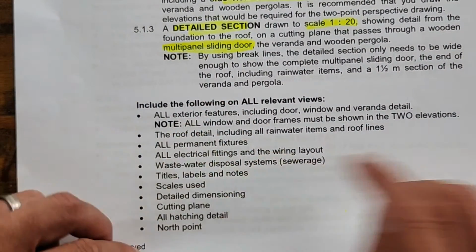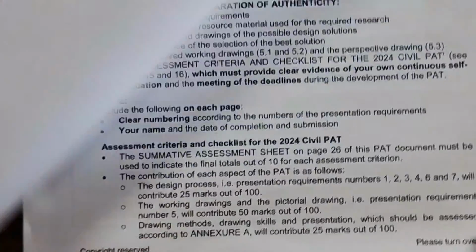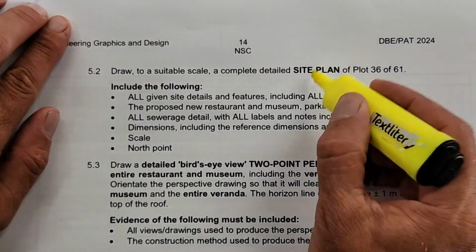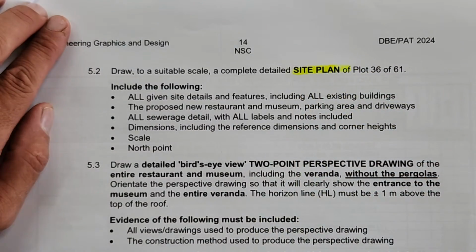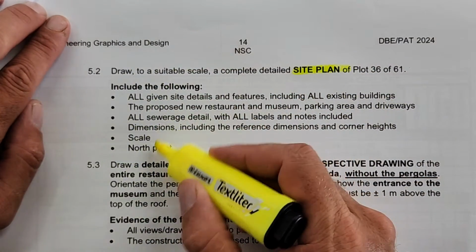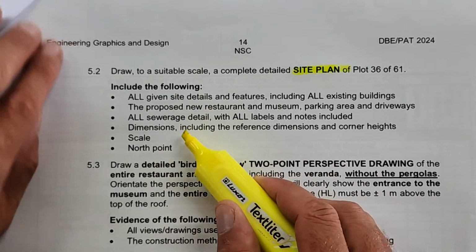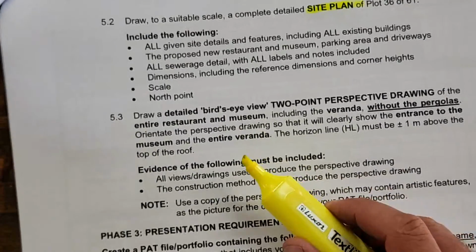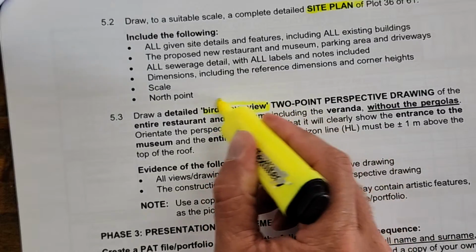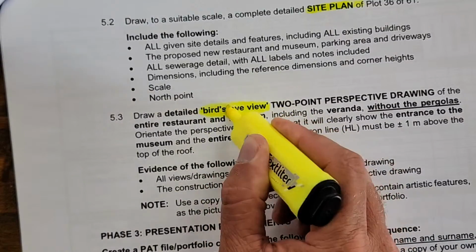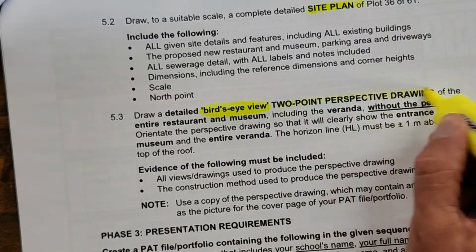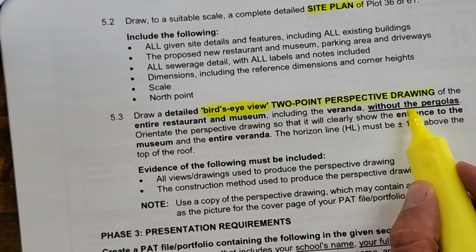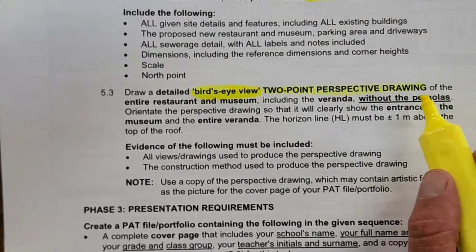All the relevant views must include these specifications. We'll look at that again. And then you're going to do your site plan, which they've given you already. And also that will have certain things that need to be included: setting out the dimensions, sewer detail, etc. And then the last part, lucky for you, is a traditional back to basics bird's eye view of a 2-point perspective, and you can include the veranda, but you can exclude the pergolas in that.